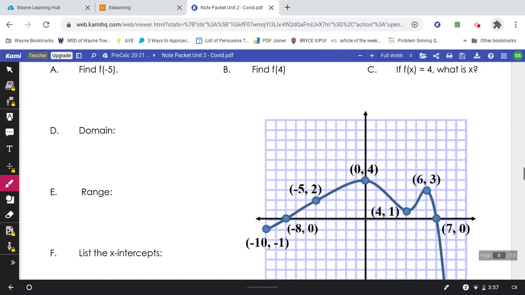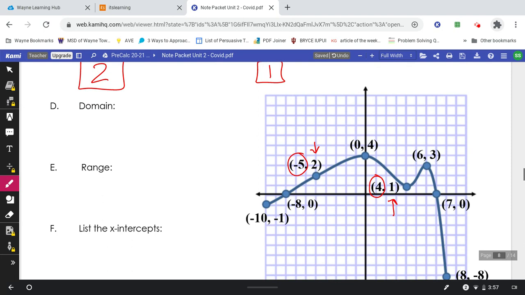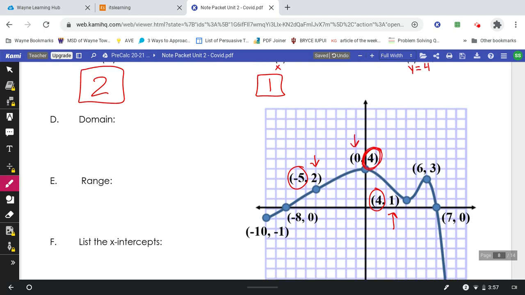f of -5, here's -5, so your y value is 2. f of 4, I'm looking for where it's x, and I want the y that goes along with it. Here's the x, there's my y. This time on part C, I'm looking for where this is y. I'm looking for y is 4, and I want the x value. So y is 4 right here, and then my x value corresponds to 0.